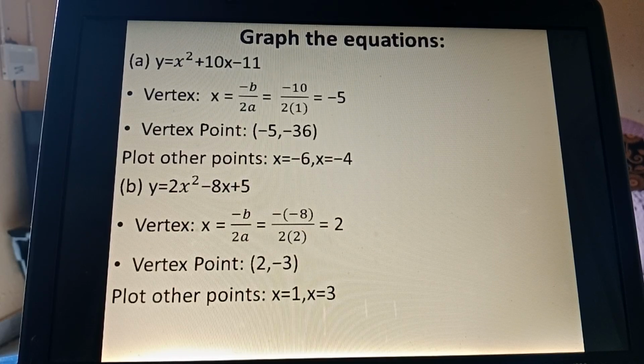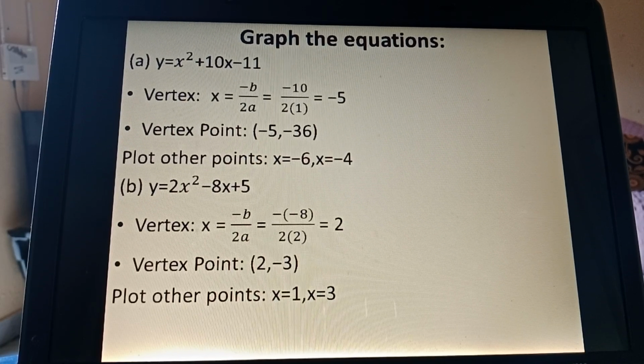Graph the equations. a, y is equal to x squared plus 10x minus 11. The vertex is x equals minus b over 2a, which is equal to negative 10 over 2 times 1, which gives you negative 5. The vertex point is negative 5, negative 36. Plot other points, like when x is equal to 6 and x is equal to negative 4, and find the corresponding values of y.